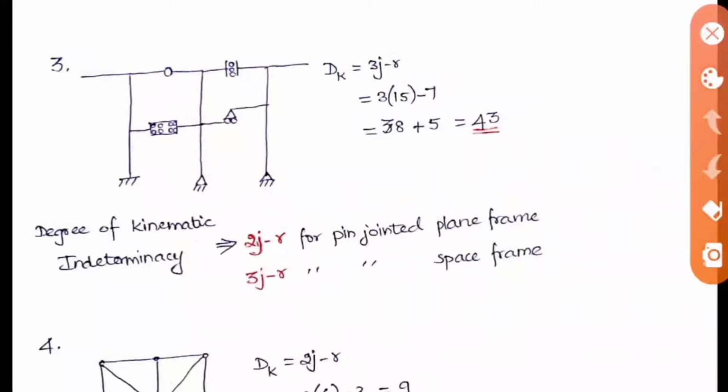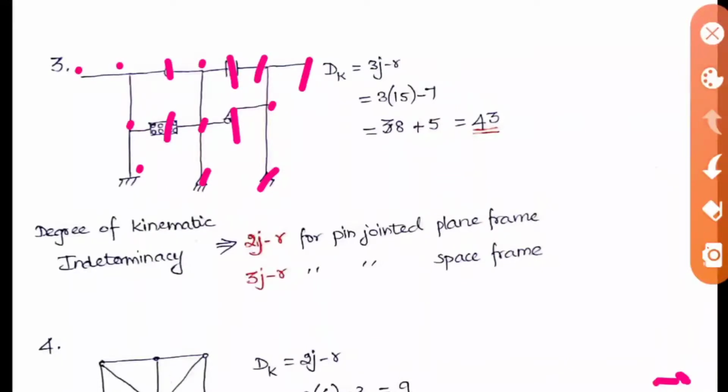Okay, so 1, 2, 3, 4, 5, 6, 7, 8, 9, 10 and 11, because the free end also should be considered. Some internal hinge is given here, and a vertical roller and horizontal roller are given in between, so that also should be considered as a joint in this kinematic indeterminacy. So 11 plus 12, 13, 14, 15, so totally 15 joints are there.